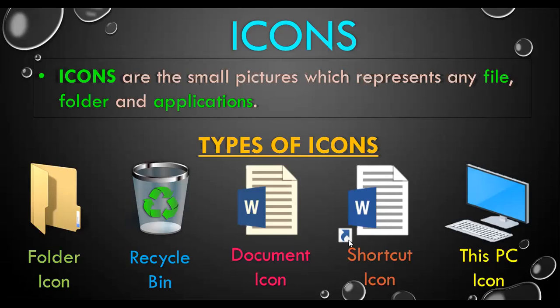So there is a difference between the main icon and the shortcut icon, which I will explain when I discuss all the icons one by one. And this is the This PC icon. So these are all different types of pictures which are representing different types of files, folders, and applications.